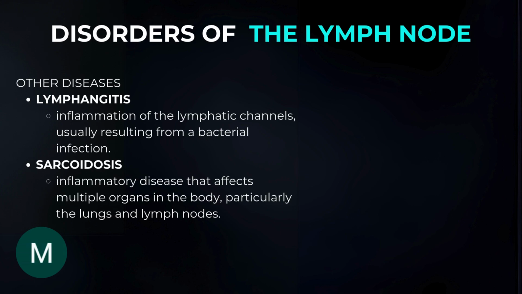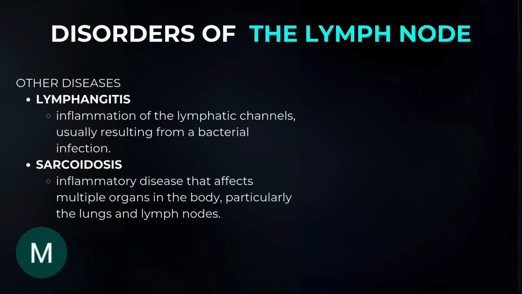Other disorders of the lymph nodes include lymphangitis, which refers to the inflammation of the lymphatic channels, usually resulting from a bacterial infection. Symptoms of this include red streaks on the skin, fever, chills, and swollen tender lymph nodes.